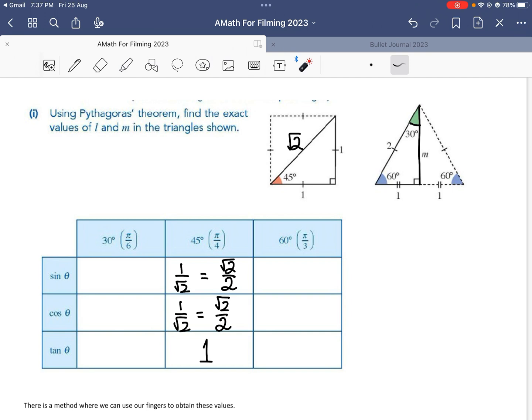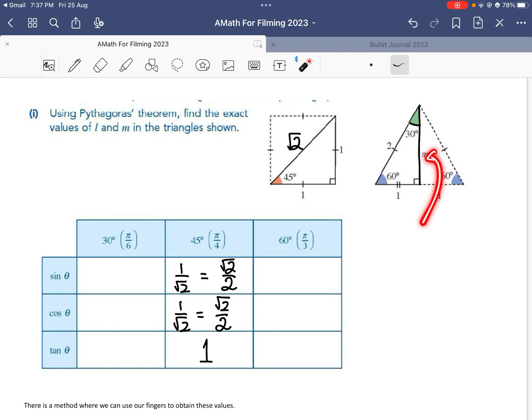Now we can start to derive the rest of these values. For example, sine of 60 degrees, opposite over hypotenuse. But wait, I still need this value of m. So back when we had our equilateral triangle, this is 2, this is 2, this is 2. When you drop the perpendicular down, it divides the base exactly into 2. It bisects the base. So this value here is 1.